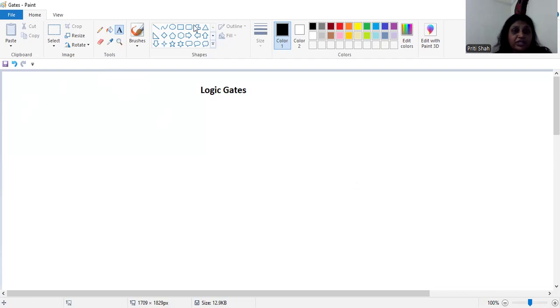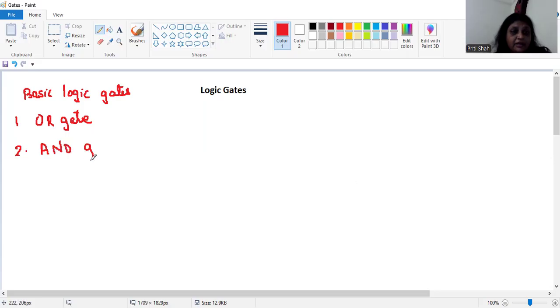So the first logic gate that we will talk about today is, let's start with three logic gates first. First logic gate is the OR gate. These are the basic gates. Okay, these are the basic logic gates. Second is an AND gate. And the third logic gate that we will talk about is the NOT gate.